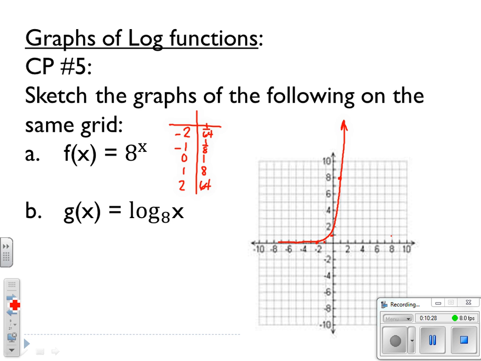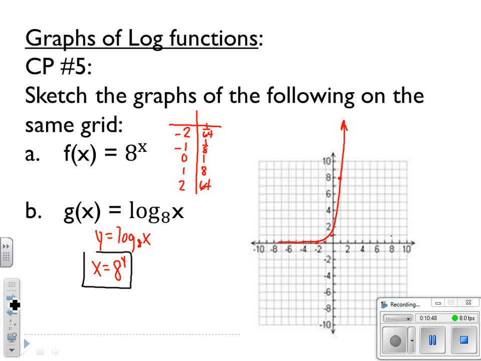All right, now letter B, our g of x equation, is written in log form. So the first thing I'm going to do is switch that around. I want that in exponential form so I can make my t-table for that one. So x is equal to a to the y power.